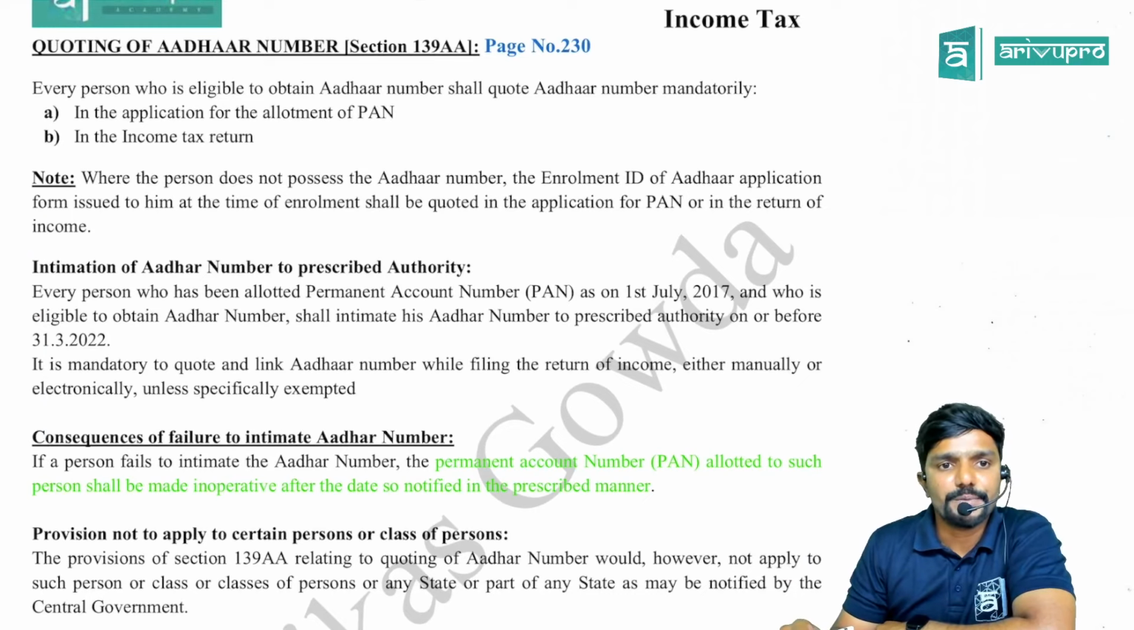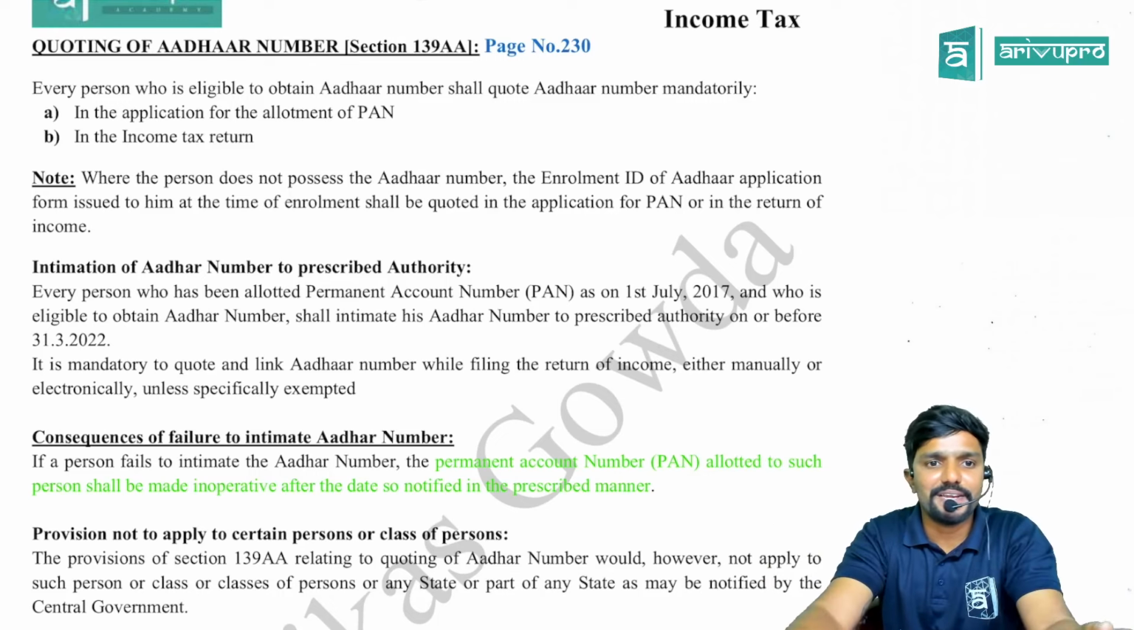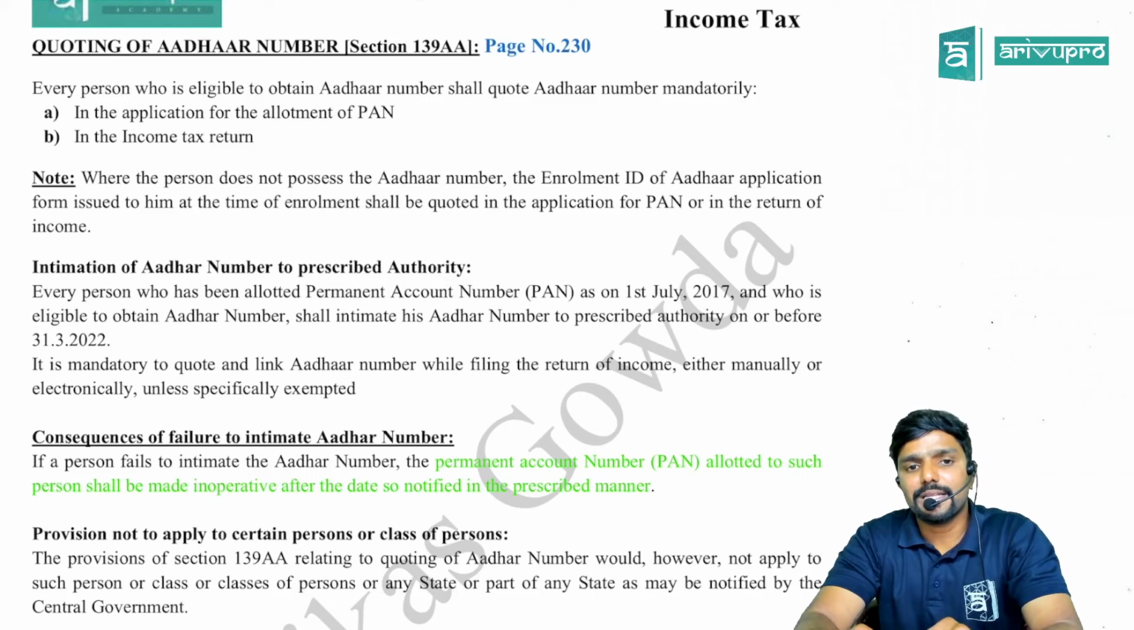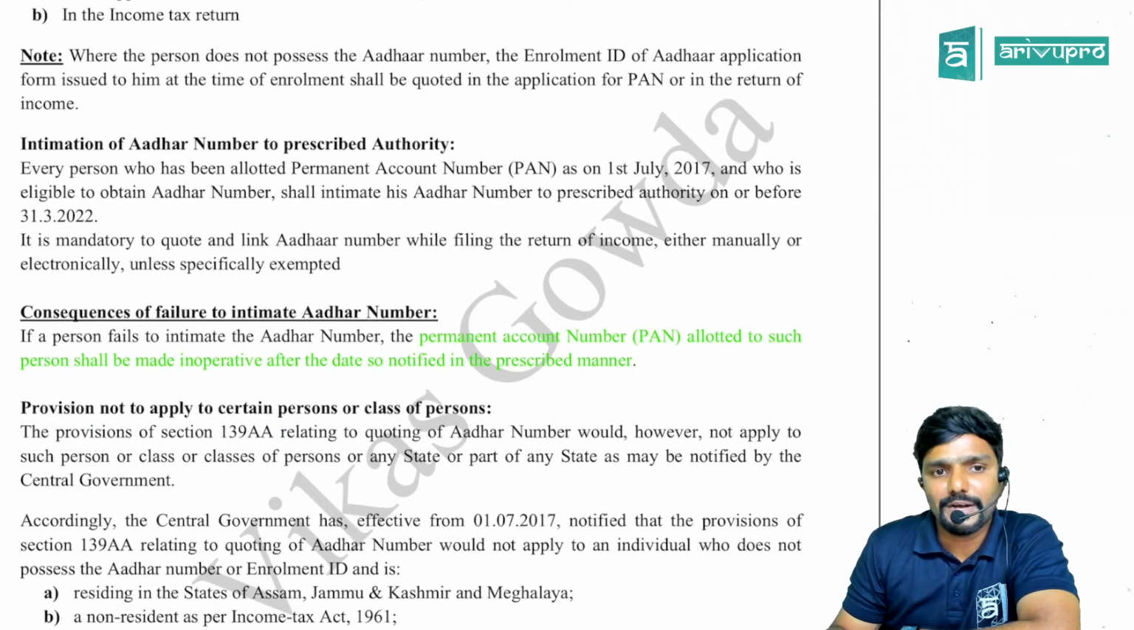Every person who is eligible to obtain Aadhaar number shall quote Aadhaar number mandatorily. Where? In the application for allotment of PAN, because they will directly link PAN and Aadhaar there itself. Then in all the income tax returns. Note, where the person does not possess the Aadhaar number, the enrollment ID of Aadhaar application form issued to him at the time of enrollment shall be quoted in the application for PAN or in the return of income.